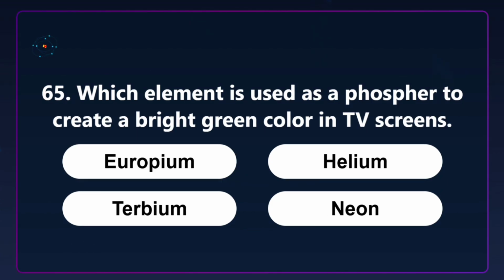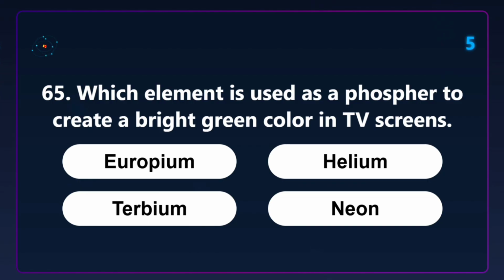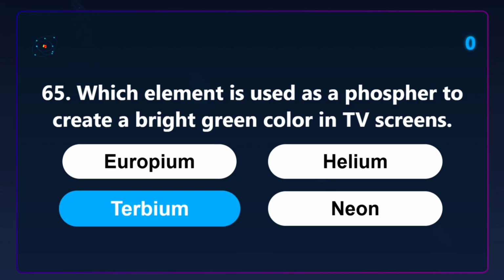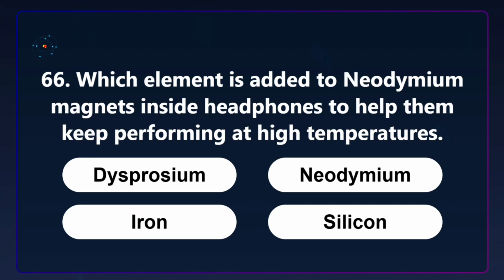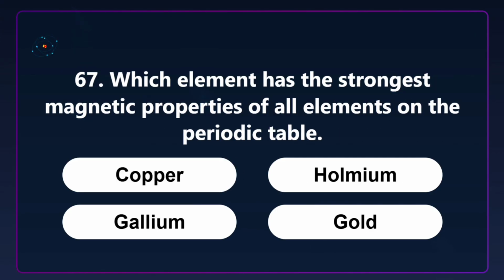Question 65. Which element is used as a phosphor to create a bright green color in TV screens? The answer is terbium. Question 66. Which element is added to neodymium magnets inside headphones to help them keep performing at high temperatures? The answer is dysprosium. Question 67.